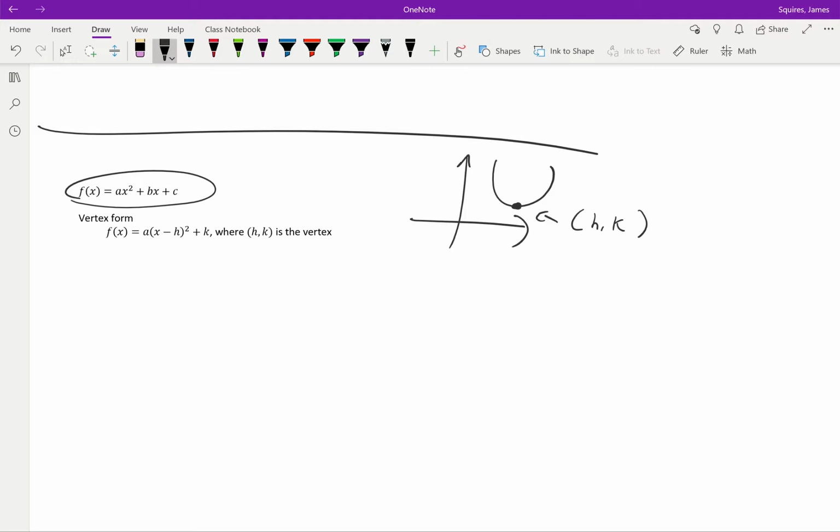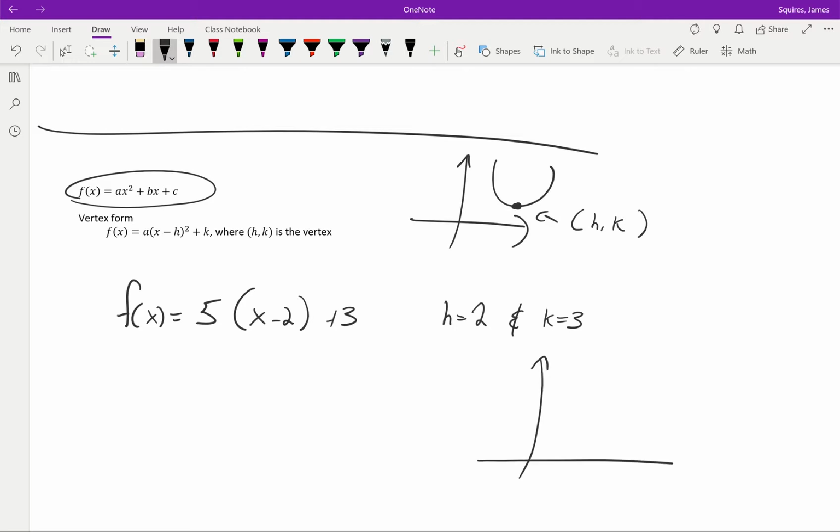So let's look at an example where we have f of x equals 5 times (x minus 2) squared plus 3, and we just want to graph that. Well, then we know that h equals +2 and k equals +3. So if we were to graph that, 1, 2, 1, 2, 3, that would be our vertex. And because our a value is positive, our parabola opens upwards.